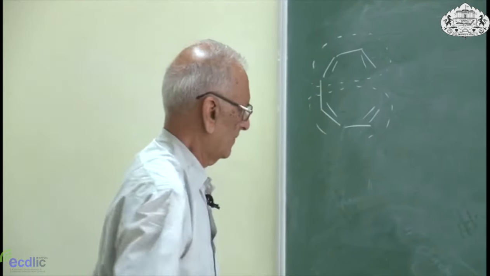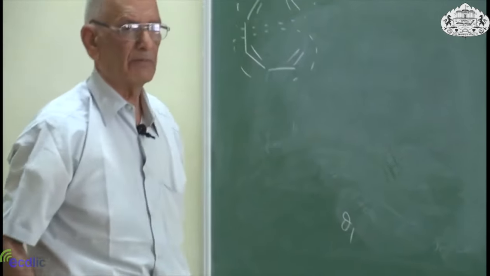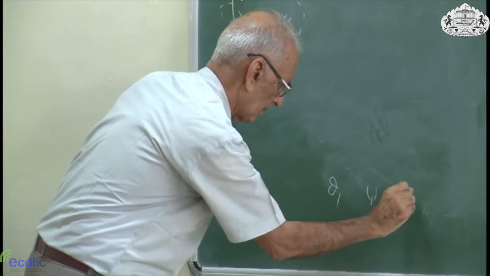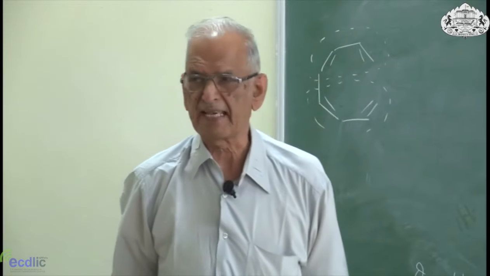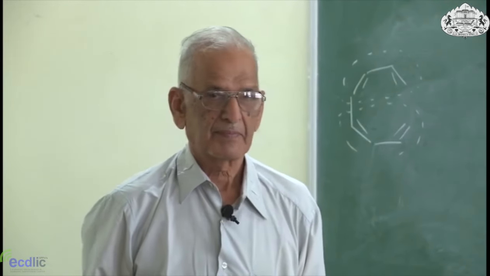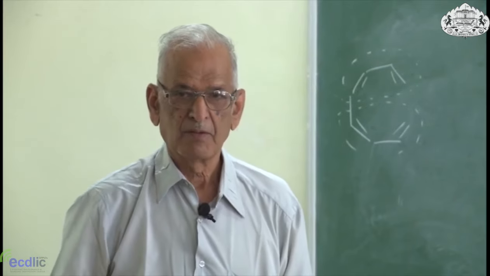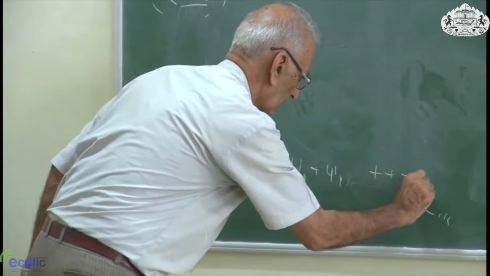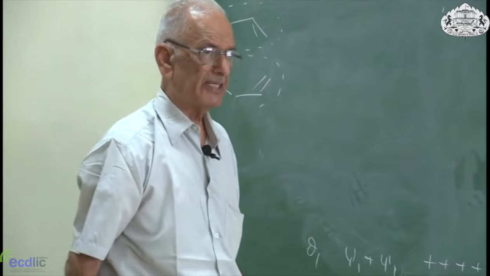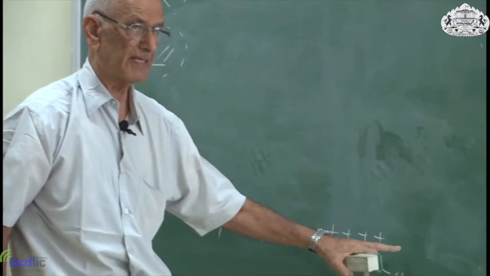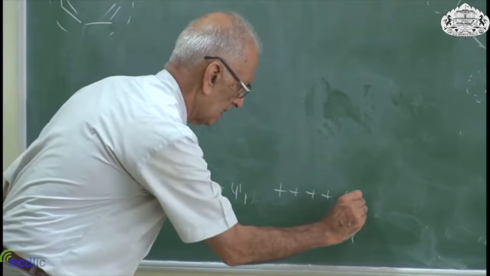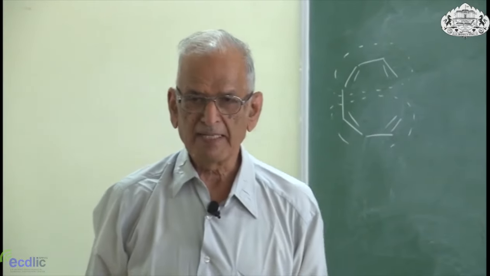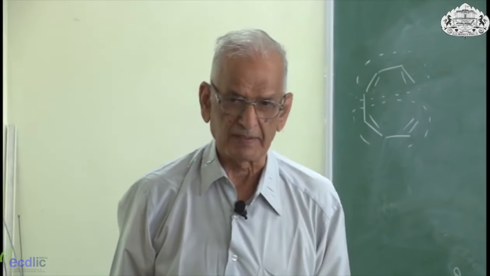So let's write theta 1 orbital. Psi 1 plus psi 1. What is psi 1? Plus, plus, plus, plus. And the combination is positive, so middle orbitals must have the same sign. So without mathematics, we are writing these orbitals.